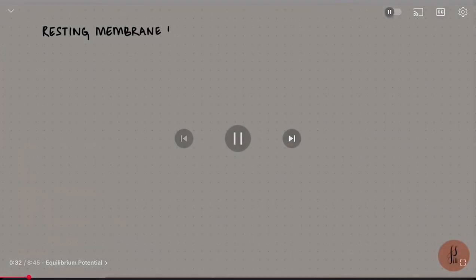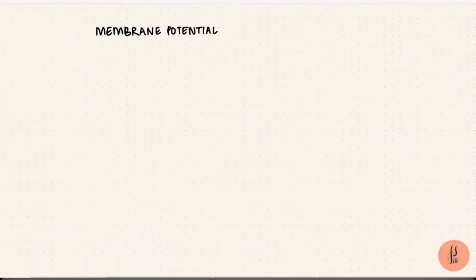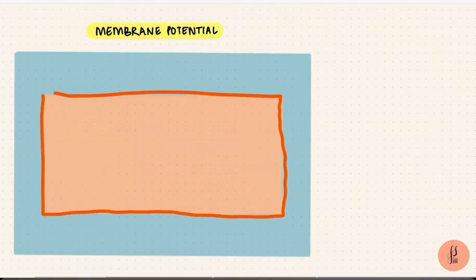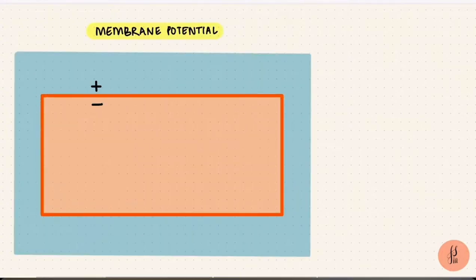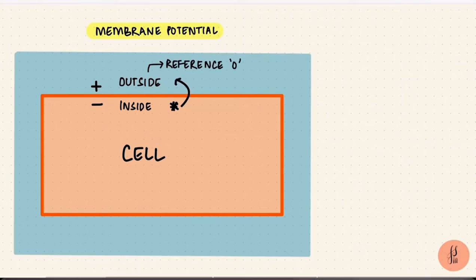Resting membrane potential. Let's remove the resting part of this and understand membrane potential first. It's the potential difference across a cell membrane between the inside and the outside. The membrane potential is on the inner side of the membrane compared to the outside. So the outside is used as a reference and is assumed to be zero. And whatever numbers we talk about are on the inside.